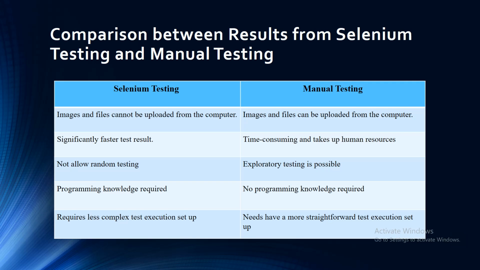The next part will be the comparison between Selenium and manual testing. After we did both tests, we found that in Selenium, images and files are not allowed to be uploaded from the computer, but manual testing allows it. Selenium is faster than manual testing, but manual testing can be run randomly, while Selenium cannot. Testers are required to have programming knowledge to perform Selenium testing, but for manual testing it is not required. Selenium requires a more complex test execution setup, but manual testing has a more straightforward test execution setup.